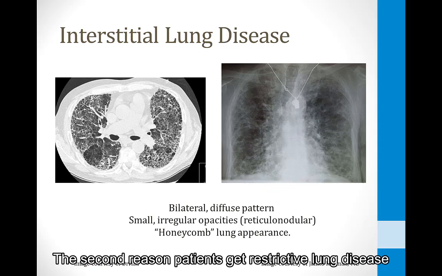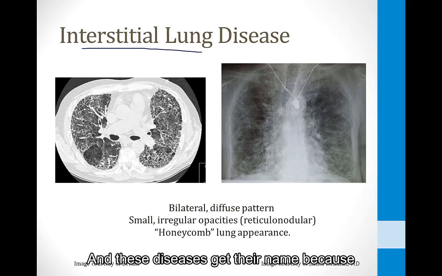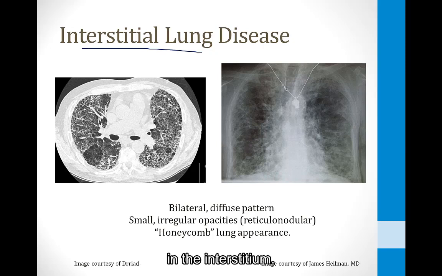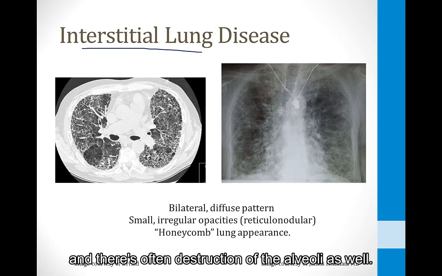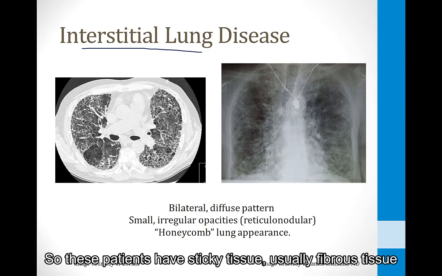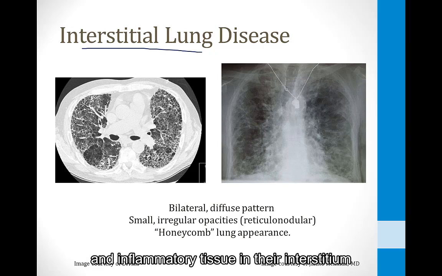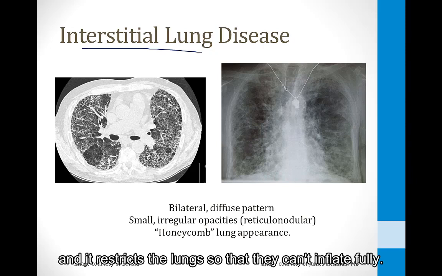The second reason patients get restrictive lung disease is because they have interstitial lung disease, and these diseases get their name because there's a pathologic process that starts in the interstitium. Now the name's a little misleading because the pathologic process also involves the alveoli, and there's often destruction of the alveoli as well, but the interstitium is always a component. So these patients have sticky tissue, usually fibrous tissue and inflammatory tissue in their interstitium, and this prevents their lungs from inflating normally, and it restricts the lungs so that they can't inflate fully.